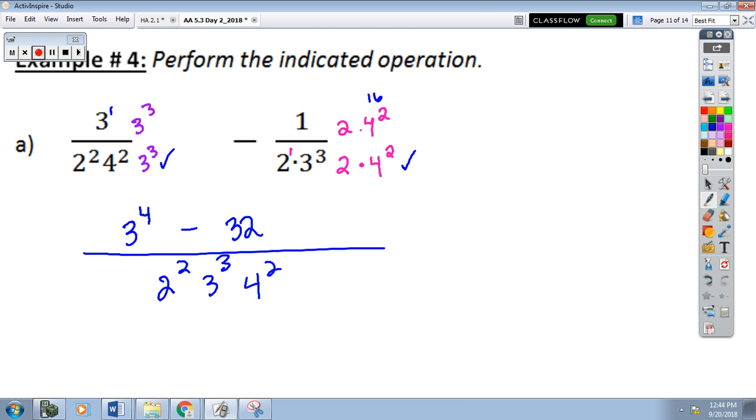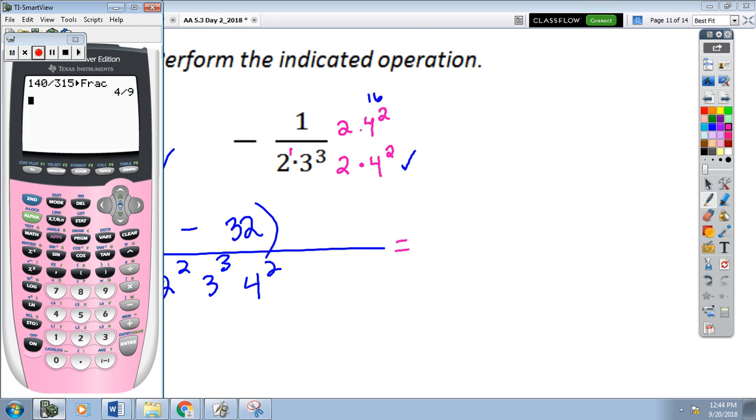And because we have this subtraction, we actually need to use our calculator, perhaps, to finish out the problem. If you don't know that 3 to the fourth is 81, remember on your calculator you do 3 caret 4, which is 81, and then subtract 32 from it. We'll get 49.